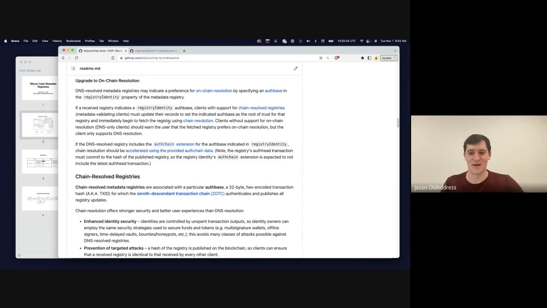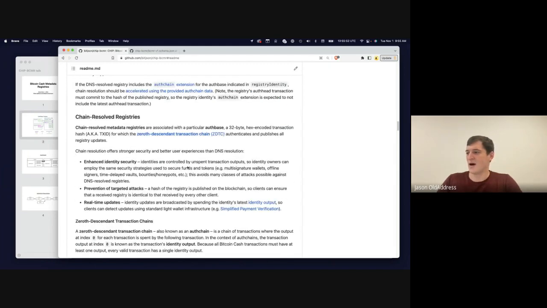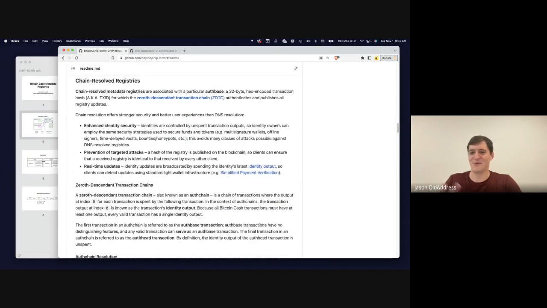And the reason we want to do that is, as I was describing earlier, there are a number of targeted attacks that can occur if you continue trusting that this registry is always going to give me back accurate data. You want to have something where they have to publicly broadcast that they were lying to people if they do lie. So there's some information here about upgrading to on-chain resolution. And now I will describe how chain resolution works.